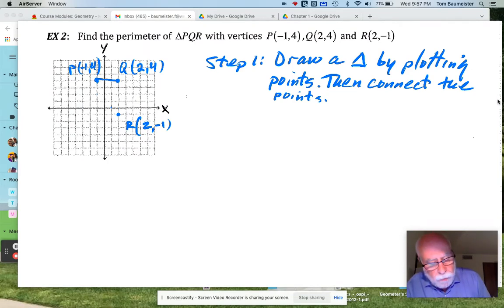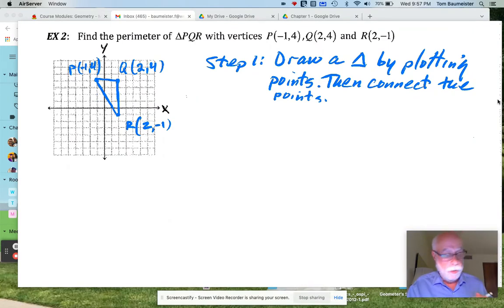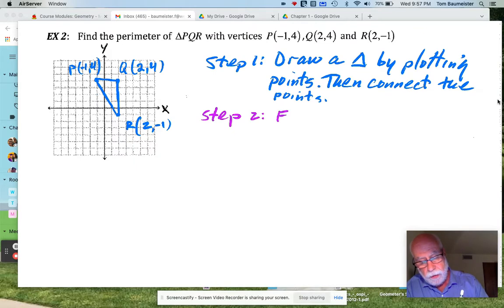And again, it doesn't have to be perfect here. I think when you do it on the Big Ideas platform, it will make it so it looks a little nicer than that. Because we should actually see that that would be a right triangle. Doesn't look like one, but I know it would be. Okay, so we connected the points. And then step 2. All right, find the length of each side.